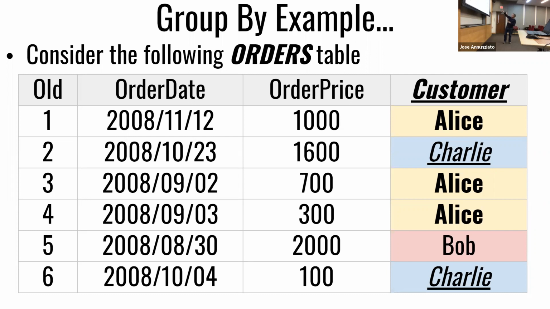For Charlie, you would be adding 1600 plus 100 divided by 2, and that's the average, yes? But what about order dates? Could you average or add up order dates? Or, well, I guess you could do min max. Min max would be okay, right? You could say, what was the earliest order, or the oldest order? You couldn't do average, could you? Well, I guess you could maybe by time, maybe by some difference.